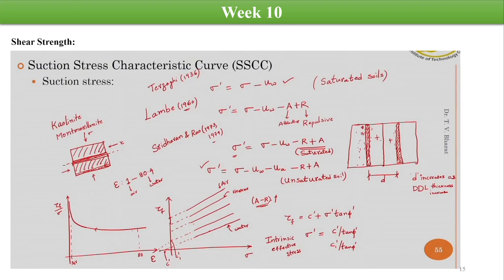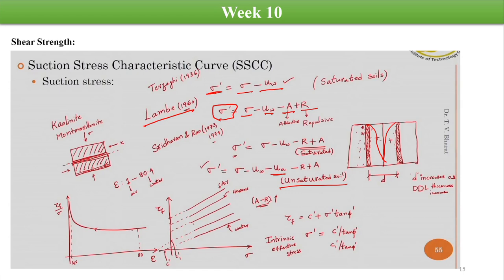So here we were coming to a point of suction stress characteristic curve, SSCC. As we have seen, sigma dash is nothing but sigma minus UW, and then there are other researchers who have said that sigma dash is equal to sigma minus UW, and after that some attractive forces and the repulsive forces also come into picture. These forces are mostly because of clay soil, diffuse double layer phenomena, etc. Then in unsaturated soil, UA also comes into picture.